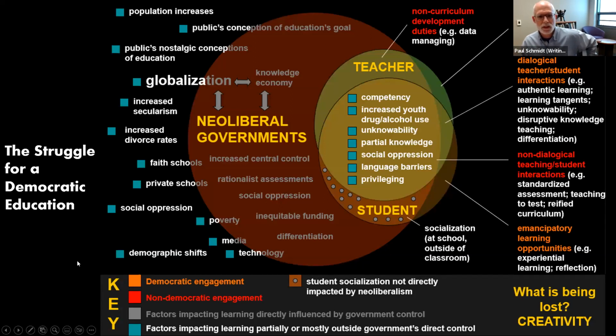Here is a visual that I created a number of years ago when I was a master's student in education. And I'm extremely proud of this visual that took me an extremely long time to create. And this is the struggle for a democratic education. And I focused on neoliberalism and how it impacts Ontario schools. So to me, this is a wonderful visual, but it would be an absolutely horrible visual to use at a conference. Why? Because this visual would be competing with me as a speaker.